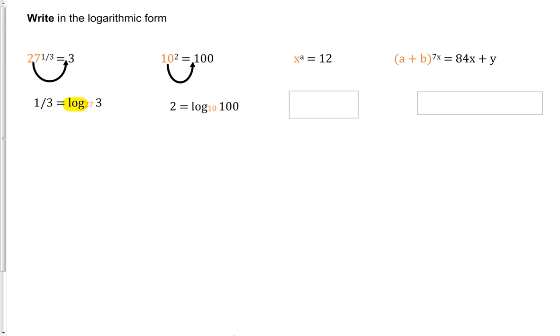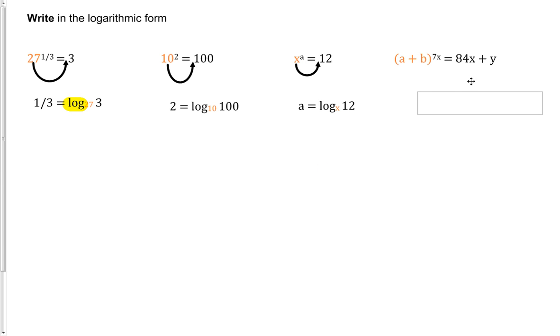Same idea here, let's do it again. The base of this exponential equation, the base of this exponential term here is x. So we're going to take x, we're going to move it to the other side and make it the base of our logarithm. So a is what's left over on the left side, is equal to the log base x of 12.